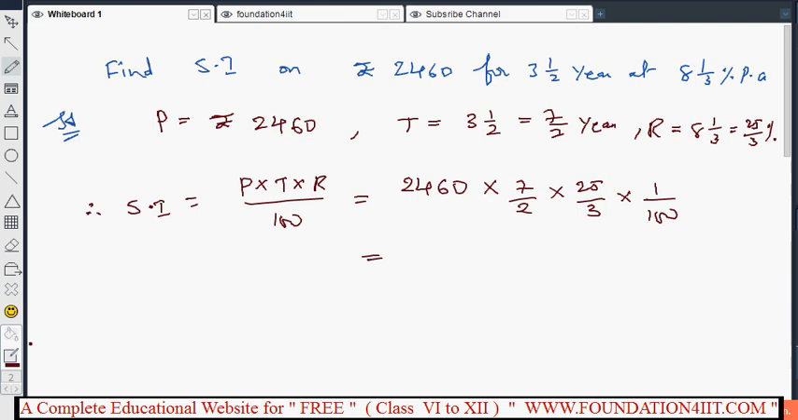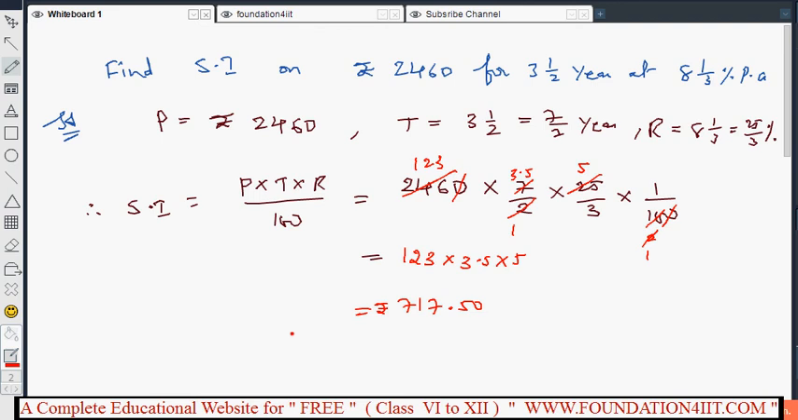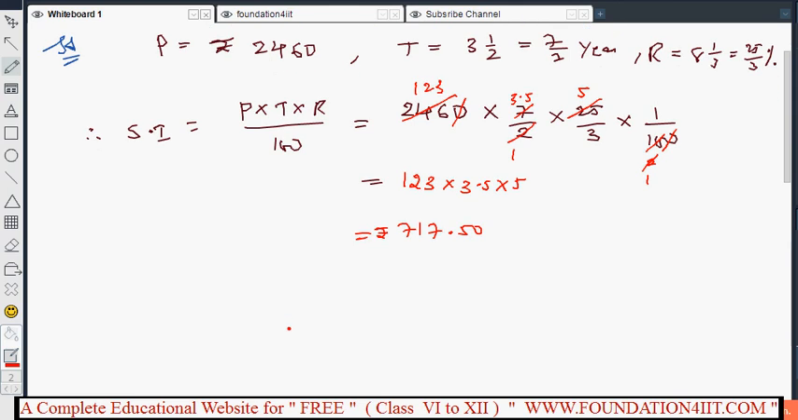After cancellation of these things, the zeros can cancel. 5 twos are 10 and 5 fives are 25. After cancelling all of this, we get 123 into 3.5 into 5. Multiplying all this, we get the interest 717.50. So 717.50 is the simple interest. If they ask to find the amount, that means the principal plus interest. We found the simple interest; now let us see the amount also.